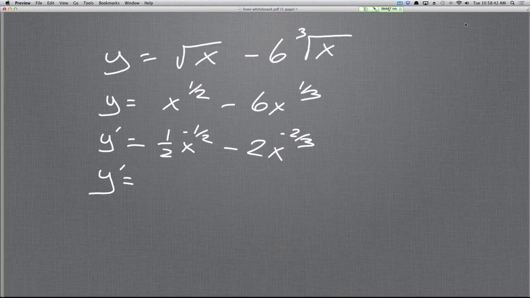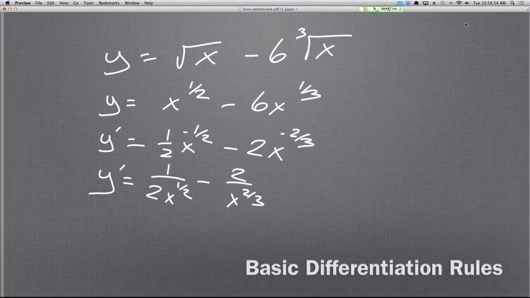So that means y prime would be 1 over 2x to the 1/2 minus 2 over x to the 2/3. And if you want to make that 1 over 2 times the square root of x minus 2 over the cube root of x squared, you can do that as well. But you don't have to. I'm happy with that answer right now.